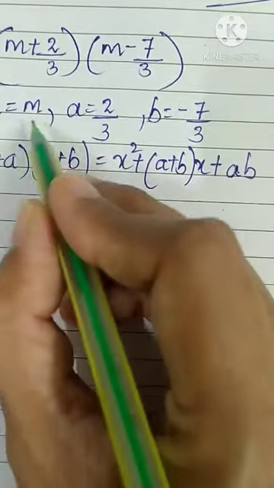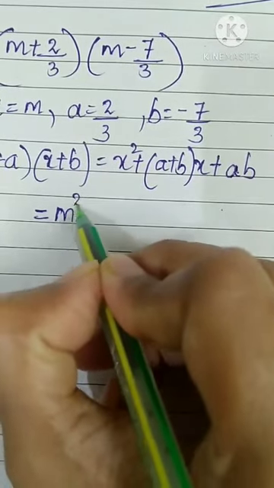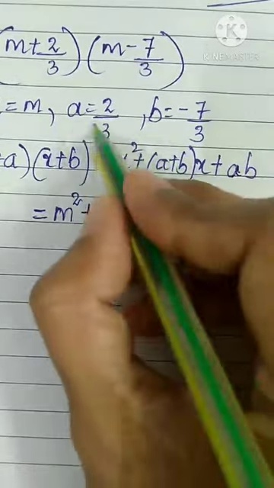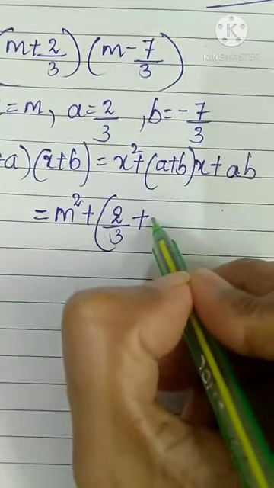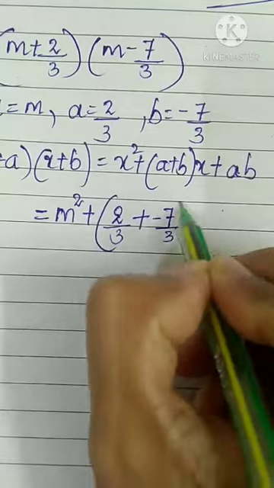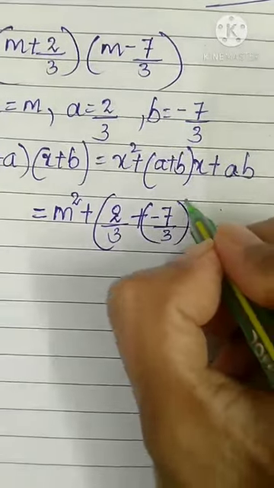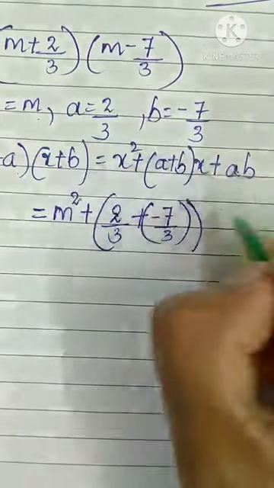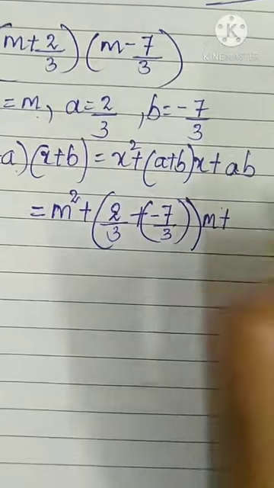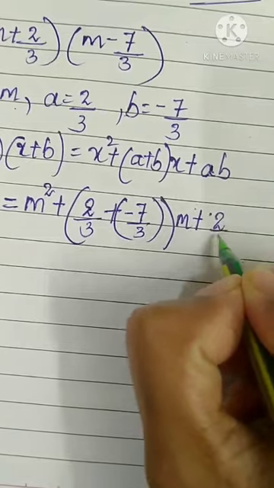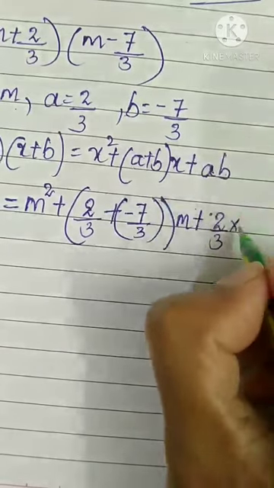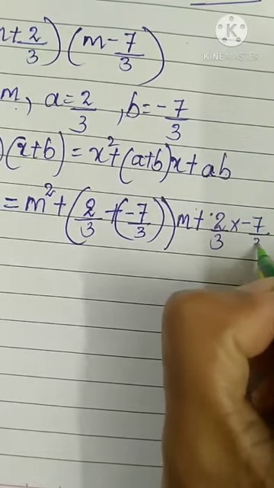Substitute. In place of x you will put m square, plus a is 2 upon 3 plus b is minus 7 upon 3. Put it in bracket. One more bracket. x is m, plus a into b. a is 2 upon 3 multiplied by b is minus 7 upon 3.